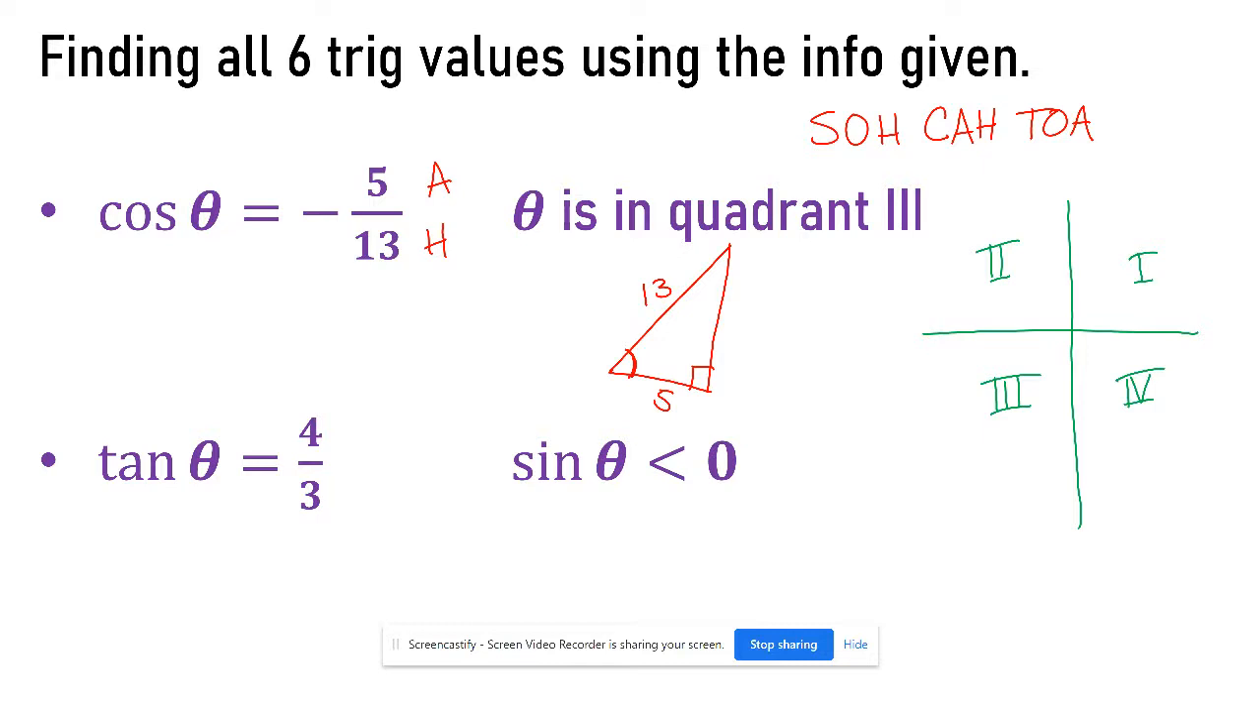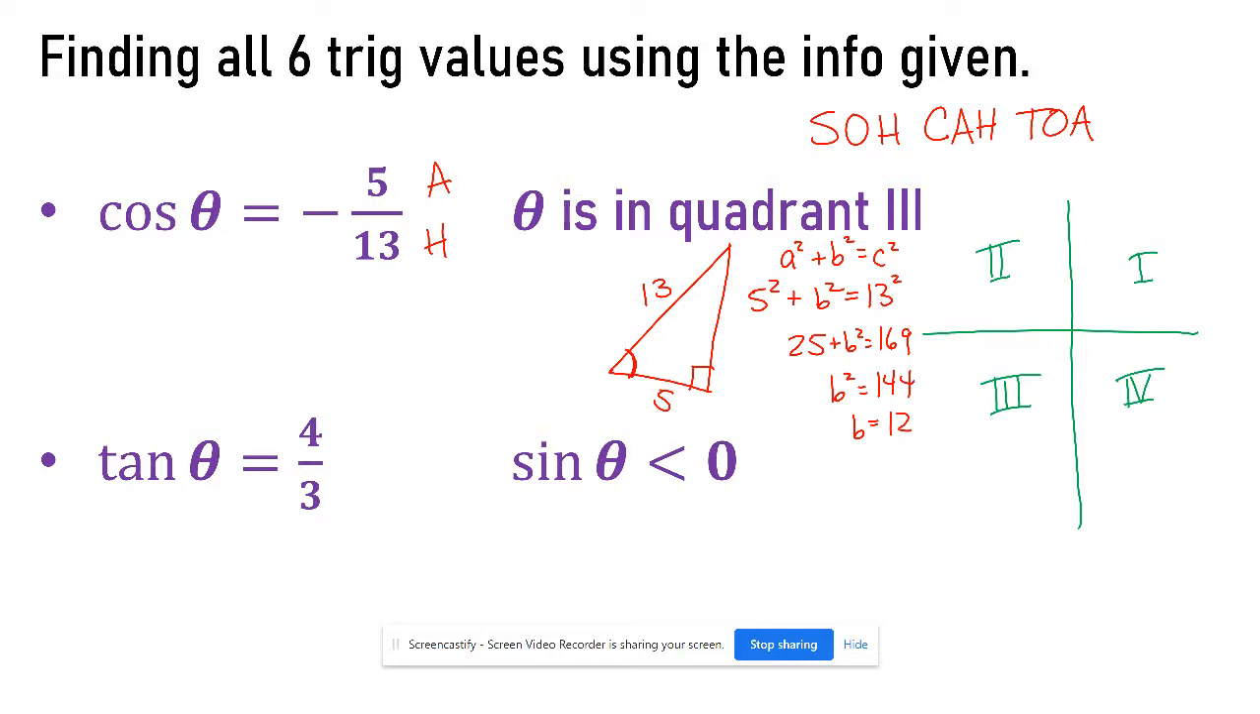If I can find the opposite side, then I'm going to be able to find my sine, my cosecant, my cotangent, all that stuff. So I need to find that missing side. I'm going to use the Pythagorean theorem: a squared plus b squared equals c squared. I know 13 is my c because it's the hypotenuse, so 5 will be my a. I'll have 5 squared plus my side I'm looking for, b squared, equals 13 squared. I'll work this out, and I will find that b is equal to 12.